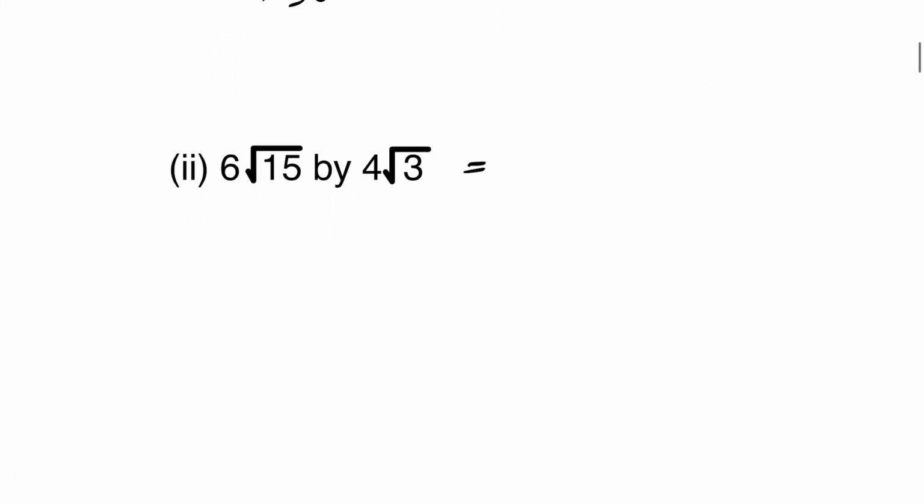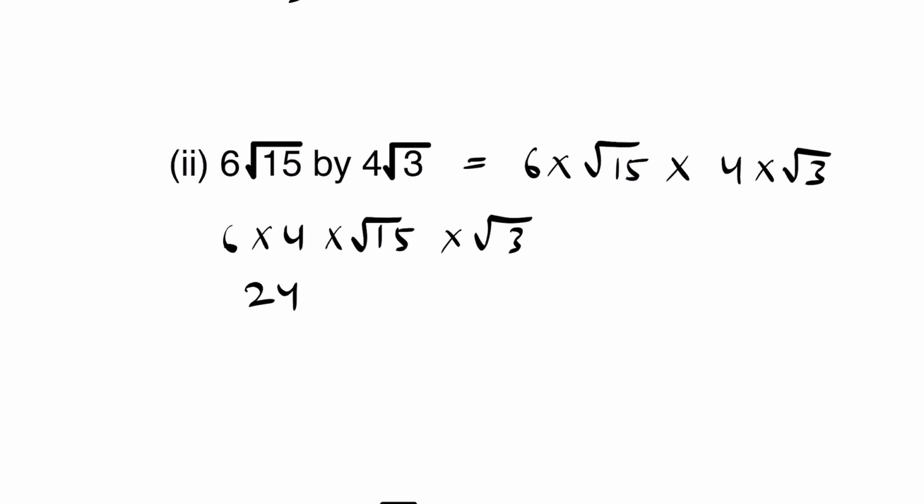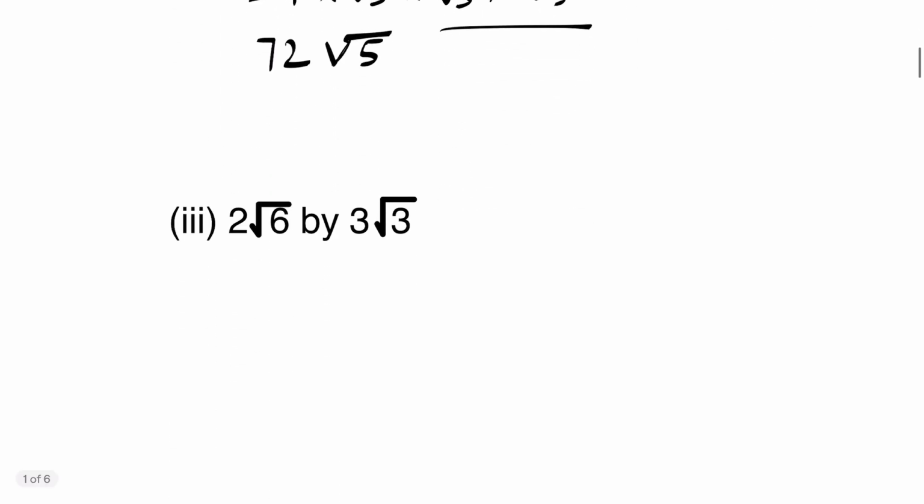Now again the same: 6 root 15 into 4 root 3. So this will become 6 into 4 and root 15 into root 3, which equals 24. Now we can write root 15 as root 5 into root 3, and this is root 3, which will become 3. So 24 into 3, which is 72 root 5. This is the answer.